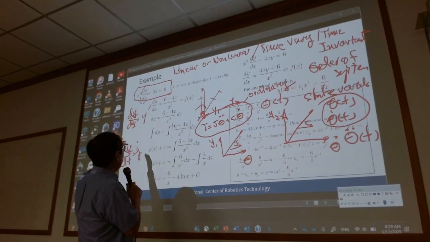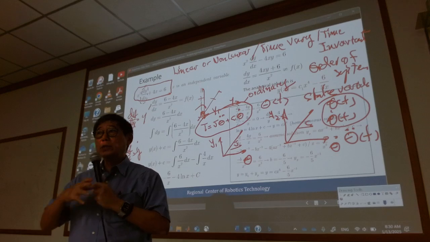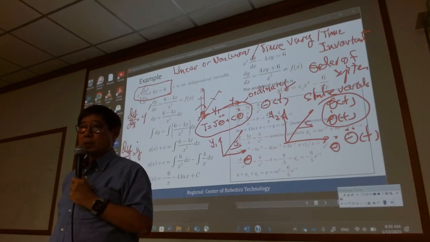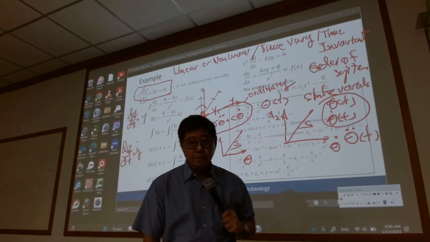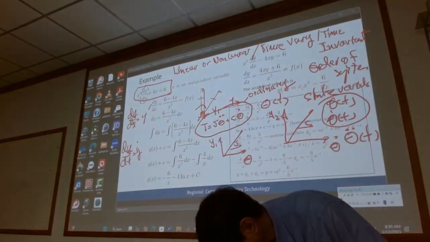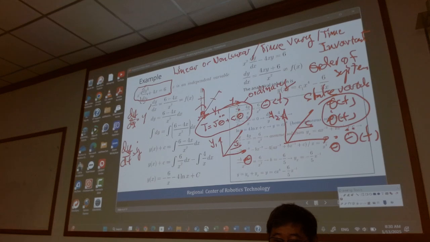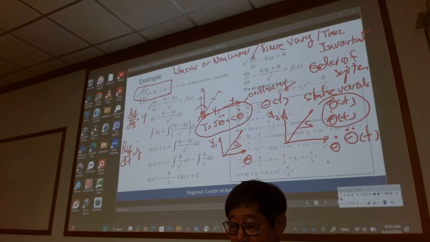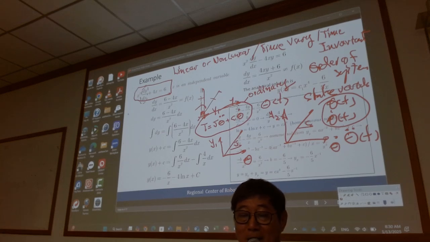I try to make it more general, so instead of t we just use x. Okay, look at this one. Is this linear or not? It's linear, right? Look at this one. Let's say this is Z1. Z1 equals x squared.